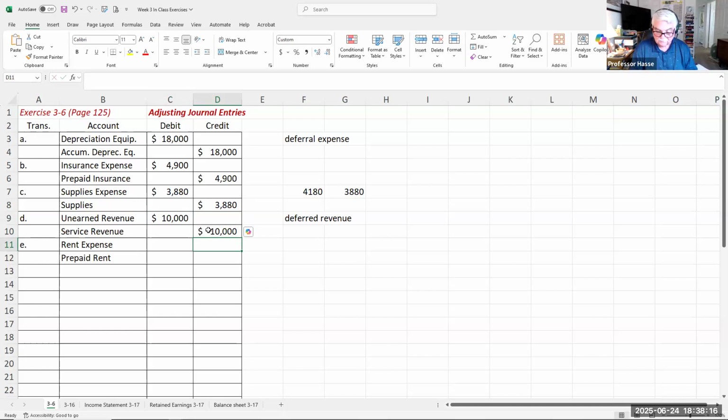Why do I use service revenue? Well, if you look at the chart of accounts listed at the top of this problem, it tells you that they use service revenue as the revenue account for this company. Right? 2/3 of 15,000 has now been earned. So we adjust the unearned account by that 2/3: debit 10,000, credit service revenue 10,000. That is called deferred revenue.